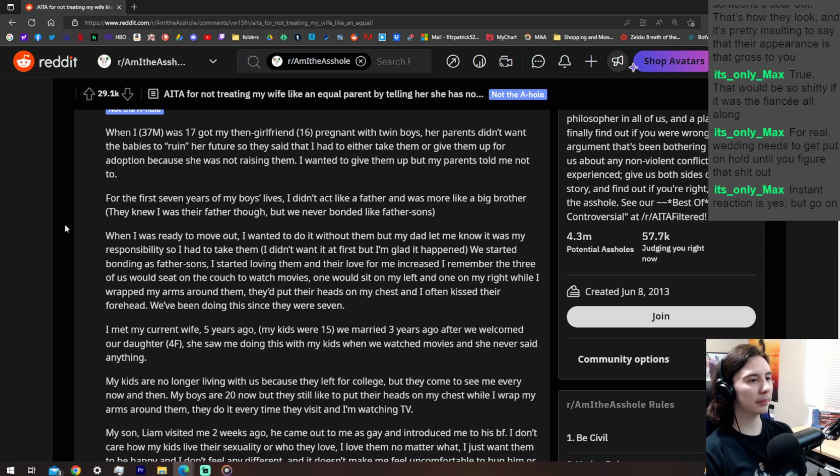I wanted to give them up, but my parents told me not to. For the first 7 years of my boys' lives, I didn't act like a father and was more like a big brother. They knew I was their father, though, but we never really bonded like father and son. When I was ready to move out, I wanted to do it without them, but my dad let me know it was my responsibility, so I had to take them.